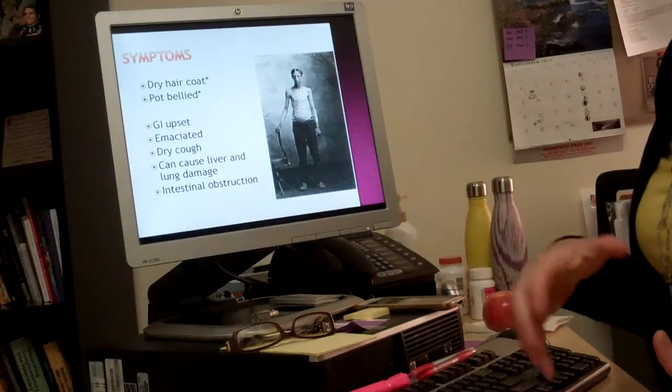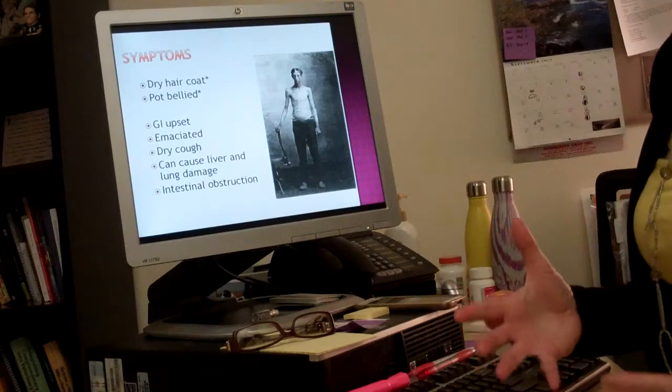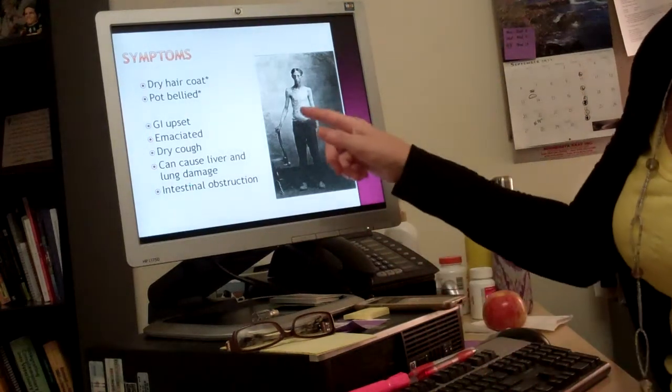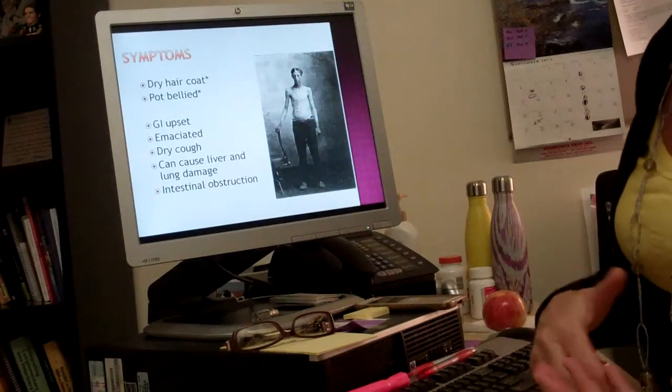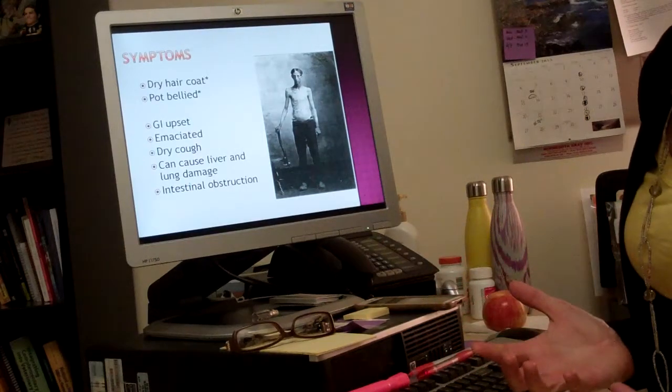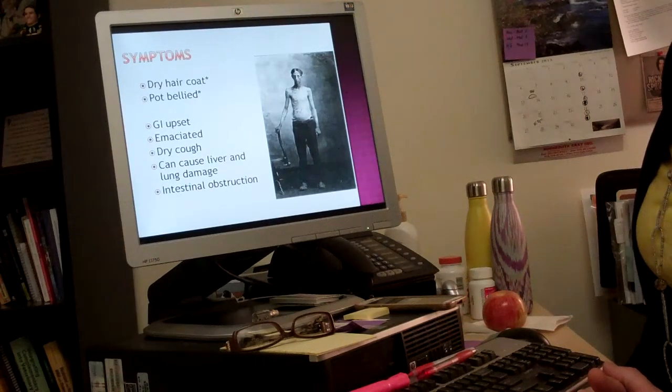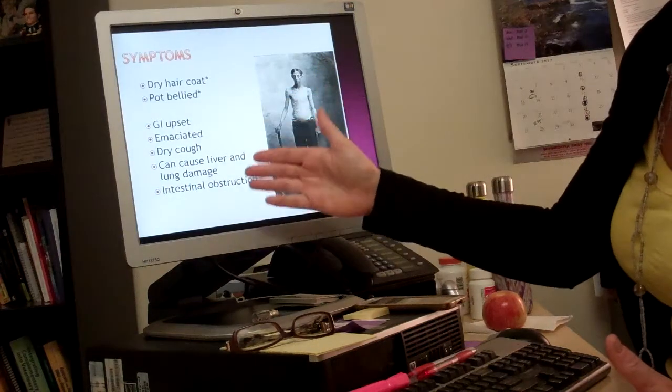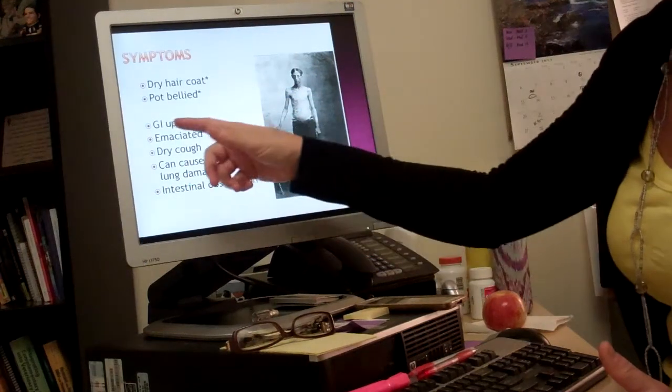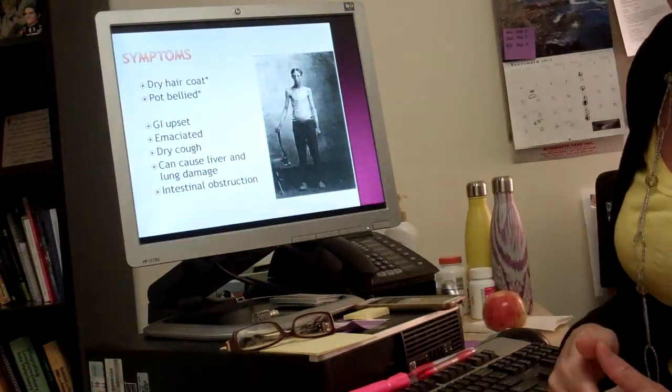Now, pot belly is not because the animal has a belly full of worms. This person could have 2 worms in his guts, but for some reason we have this edema in our belly. Certainly, if we have a lot of worms, that can cause some gastrointestinal upset.